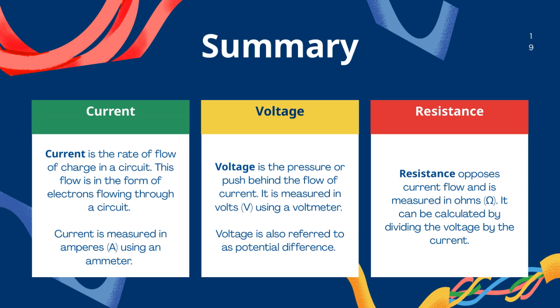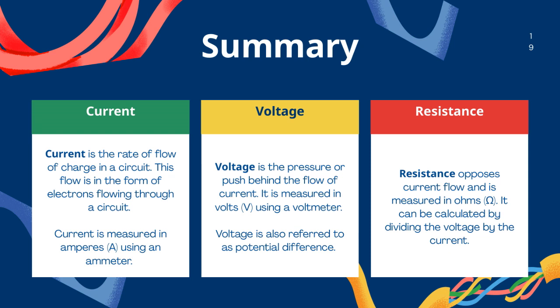Now, voltage is like the pressure or push behind the current. It's what drives the electrons through the circuit. We measure voltage in volts, or V, using a device called a voltmeter. Sometimes, you'll hear voltage referred to as potential difference, because it measures the energy difference between 2 points in a circuit.